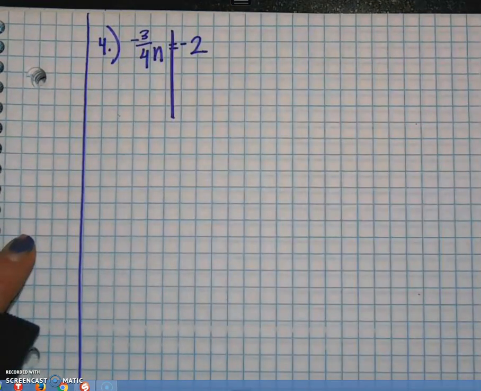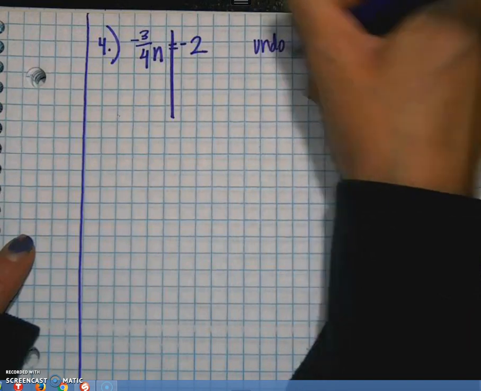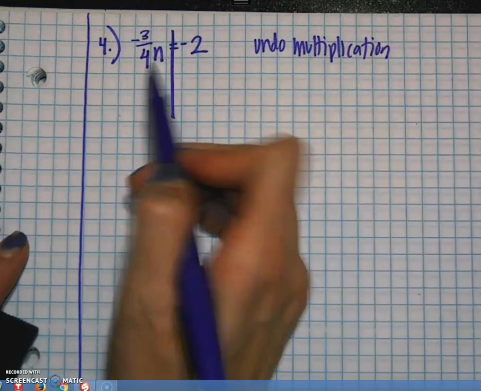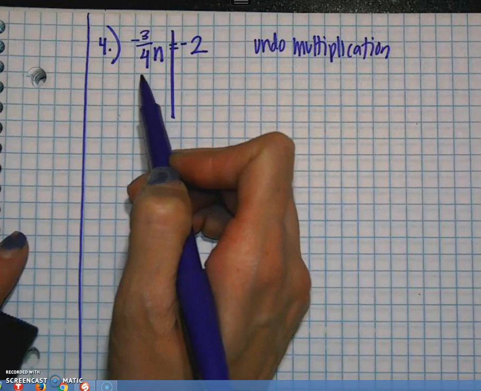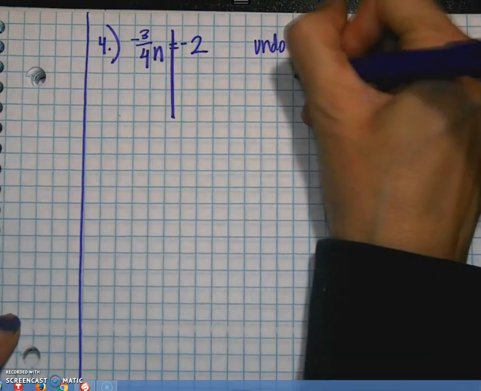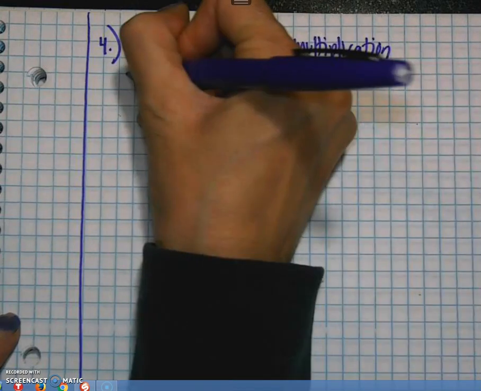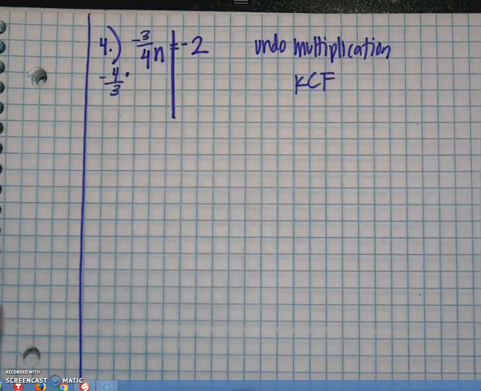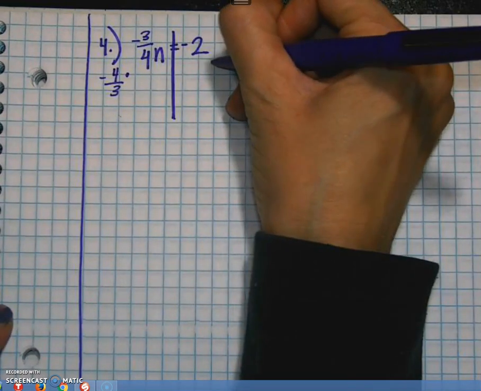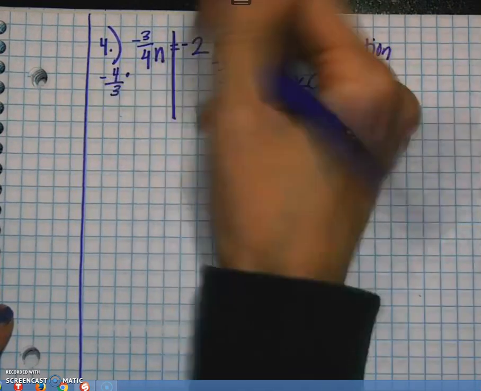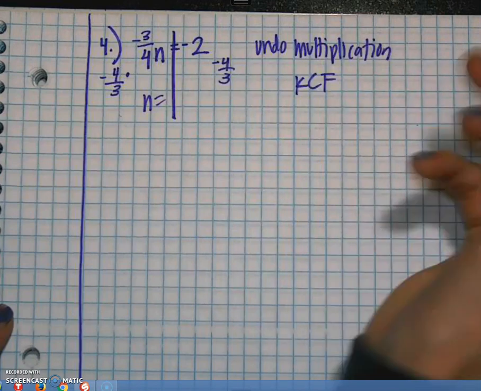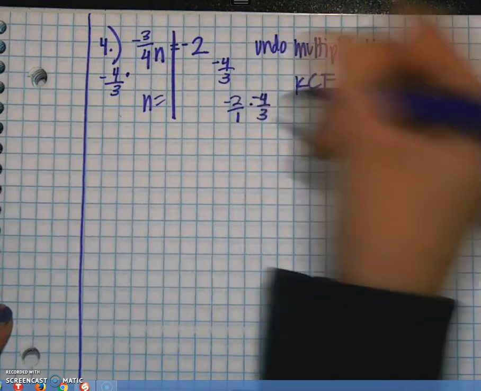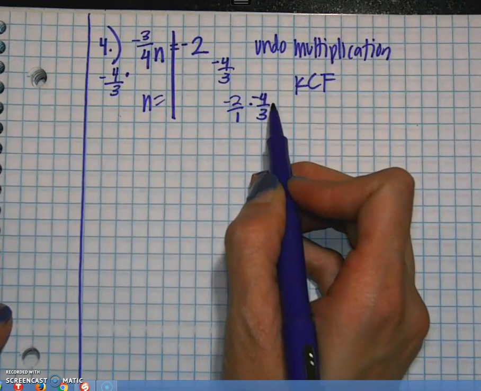So this right here is multiplication. So we have to undo multiplication. The problem is the opposite of this would be dividing. But you have to remember that we don't divide with fractions. We keep, change, flip. So you're actually going to be multiplying by 4/3, and you're going to be doing that on both sides. So those are going to cancel, so you're going to have n equals. Now, if that's kind of hard to see, just remember that's like saying negative 2/1 times negative 4/3, and you should just know that that's going to give you 8/3.